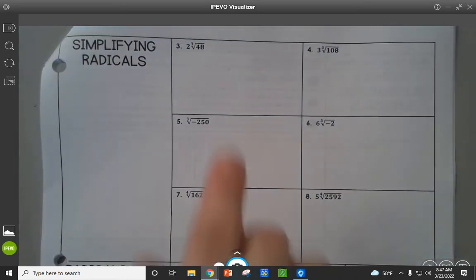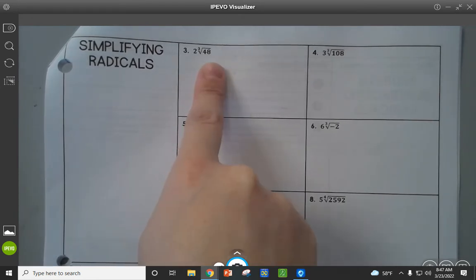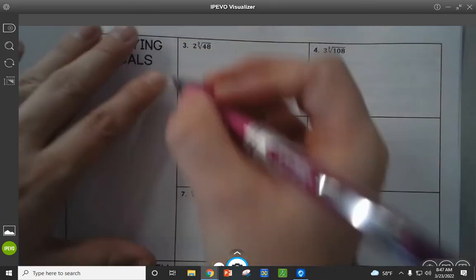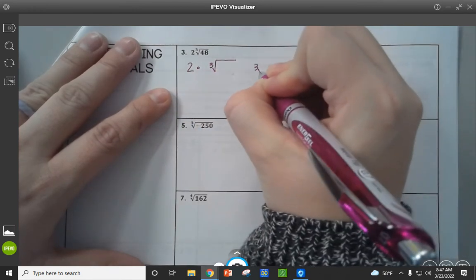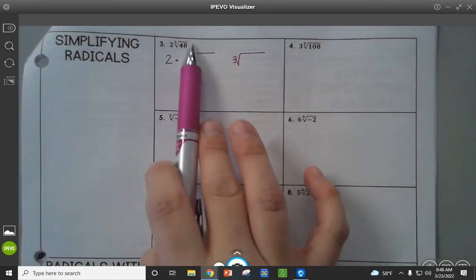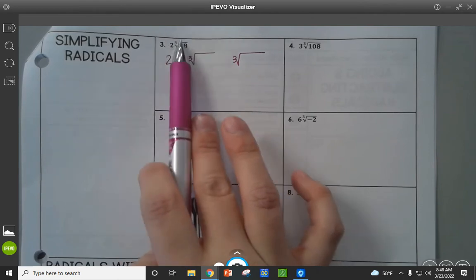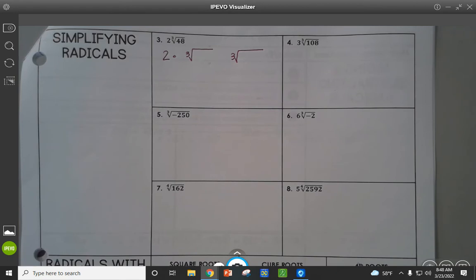All right, now we have some cube roots. So this one, number 3, is 2 times the cubed root of 48. So we have 2 times, and then I'm going to make 2 separate cube roots. And we basically followed the same process, but instead of dividing 48 by perfect squares, you have to divide 48 by perfect cubes.